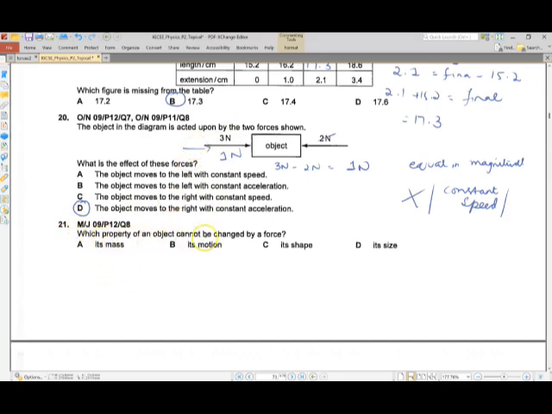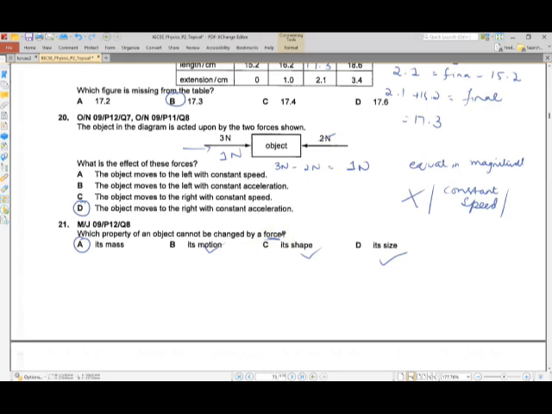Which property of an object cannot be changed by a force? This we already know is mass, because motion, shape and size can be changed, whereas mass, which is the measure of the amount of matter in the body, cannot be changed by any force. So this brings us to the end of this topic.